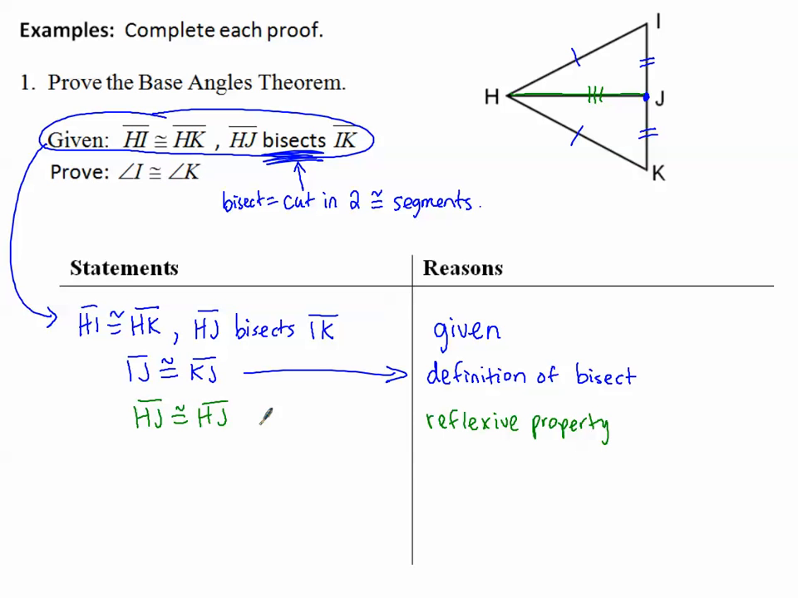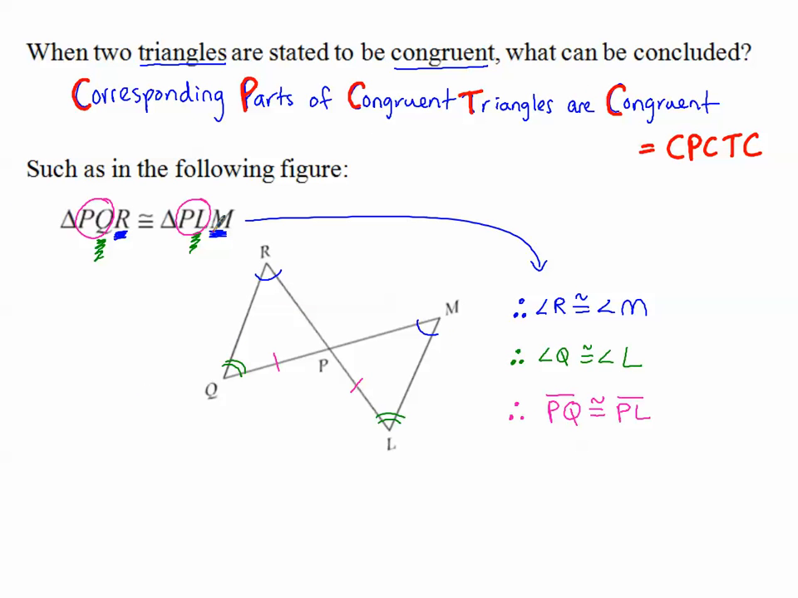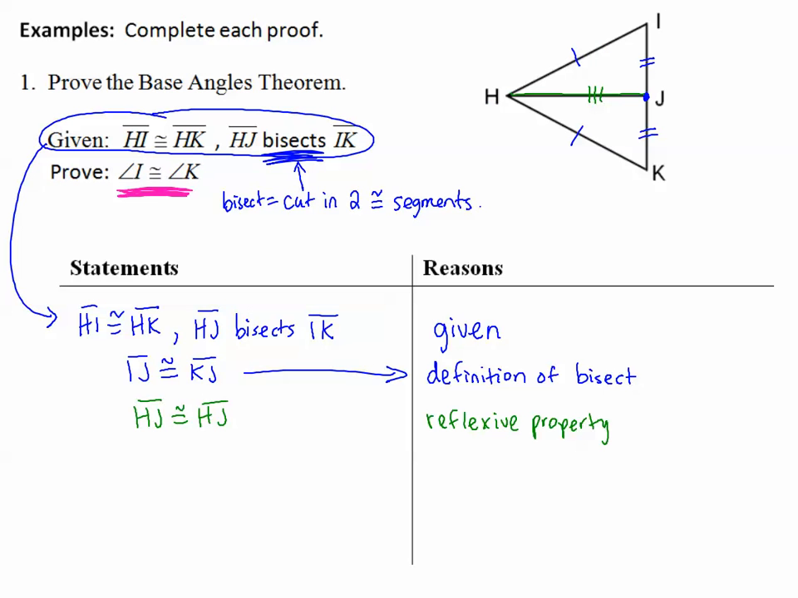Now remember, always look at our goal. Where are we headed? We're trying to prove that angles are congruent. But remember what we said earlier. If we know that triangles are congruent, we can conclude any of the corresponding parts congruent that we want to. So let's try to get triangles to be congruent. Do I have congruent triangles in this picture yet? I sure do. Let's focus on one of the triangles, maybe the top one.